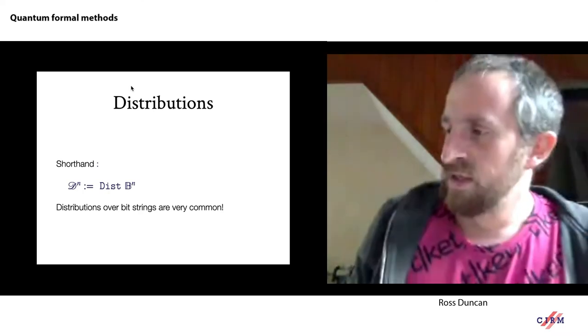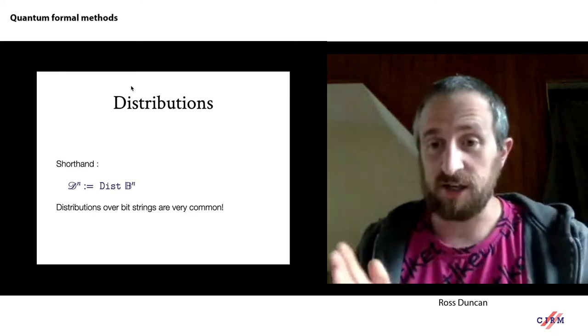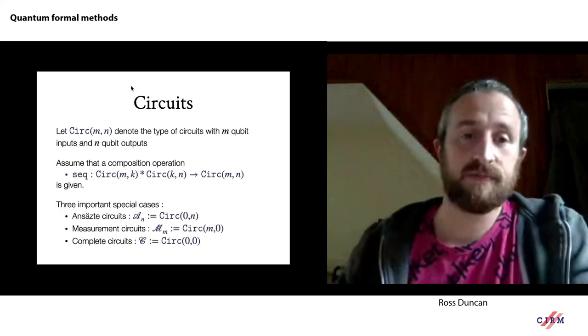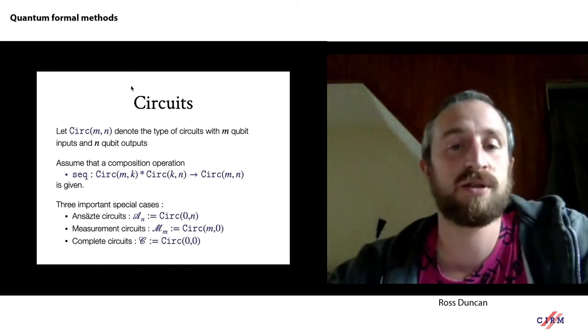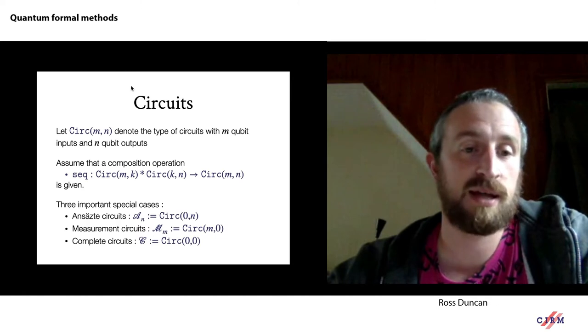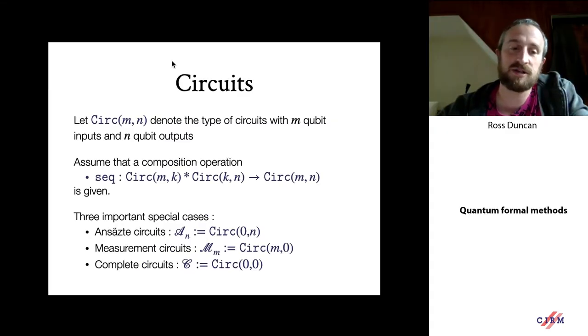Okay, so that's the very simple types. We're going to need something slightly more interesting to get us off the ground here, and that's the type of circuits. I'll write Circ of M, N to denote the type of circuits with M qubits as inputs and N qubits as outputs. And the most useful thing that I can do with circuits is compose them. So I've got this operation which I'm calling seq, for sequential composition. If I have two circuits, and one of them has K outputs and the other one has K inputs, I can wire the outputs to the inputs to produce a new circuit.